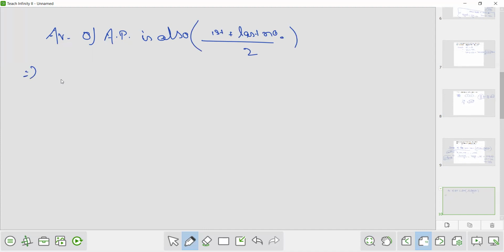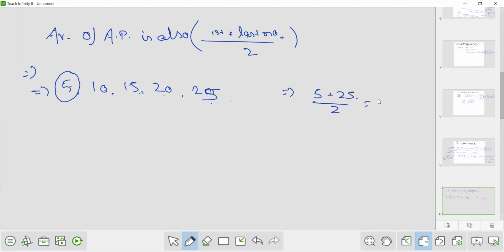Like if the numbers are 5, 10, 15, 20, 25. These numbers are in AP, arithmetic progression. So here the average will be first number plus last number by 2. The first number is 5, last number is 25, by 2. That is 30 by 2. The average is 15. So our average is 15.